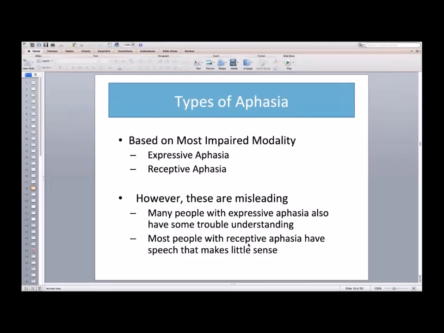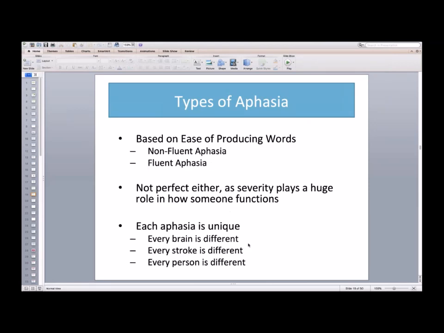Okay, so some people would use the terms expressive aphasia or receptive aphasia, but these are very misleading terms because somebody who has expressive aphasia probably also has some trouble understanding, and people with receptive aphasia also have problems with their speech. So a lot of times now we'll use the type of aphasia based on how easy it is for somebody to produce words. So we have non-fluent aphasia and fluent aphasia. This isn't a perfect system either because severity plays a big role. And we just have to remember that every aphasia is unique because every brain is different, every stroke is different, and every person is different.